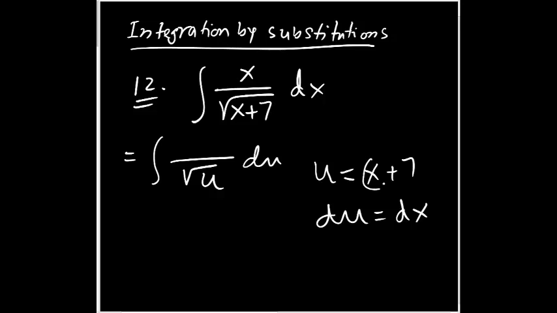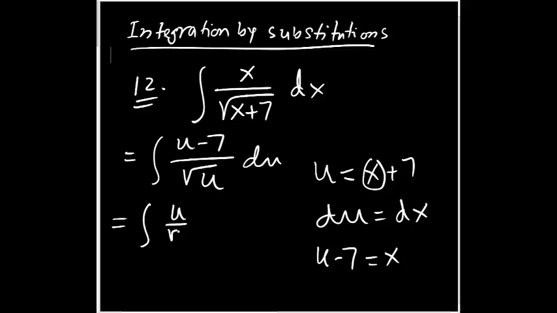You have x here, find x. What is your x? u minus 7 is x. See that? So then this x will be replaced by u minus 7. And then further what happens? Now I distribute u over square root of u, minus 7 over square root of u, du.